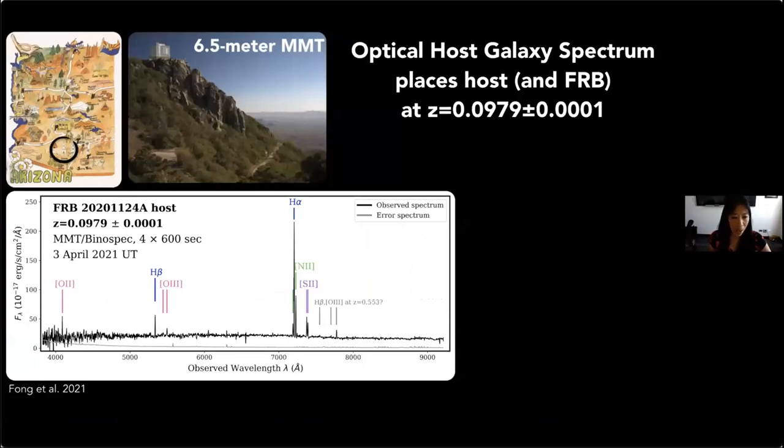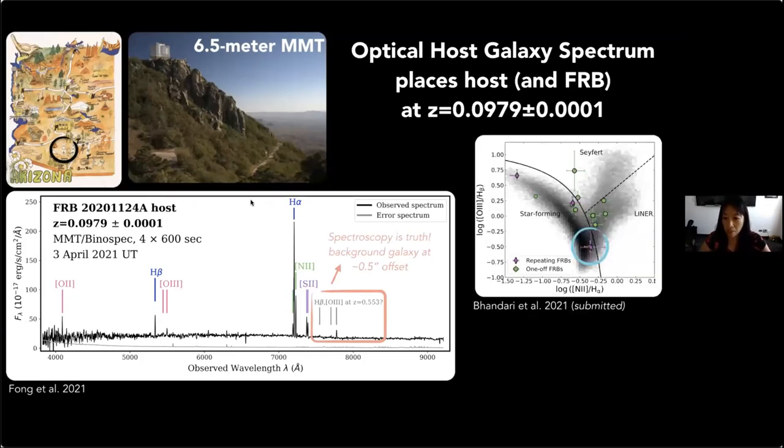Okay, so this is our MMT spectrum where we were able to obtain the redshift, and this placed the host at a redshift of 0.0979 plus or minus 0.0001. And you can see the detection of several emission lines. Curiously, our spectrum was so high signal that we were actually able to pinpoint some mysterious unidentified lines initially at this redshift. But I always say spectroscopy is truth. It really can tell us way more than imaging can. And we actually associate this to a background galaxy at a half arcsecond offset that really happens to be there by chance. And we can rule out this redshift to fairly high confidence based on the burst dispersion measure.